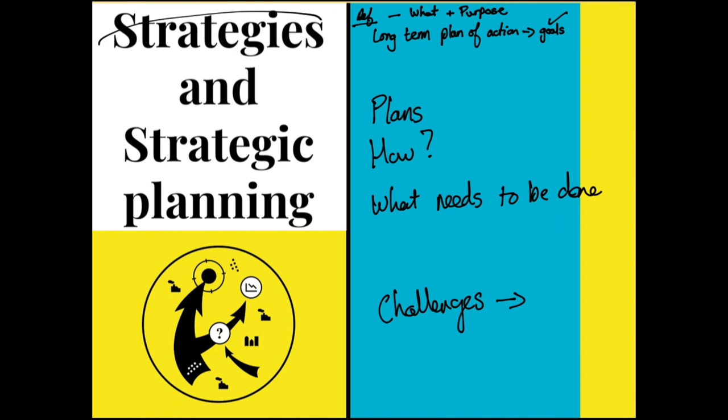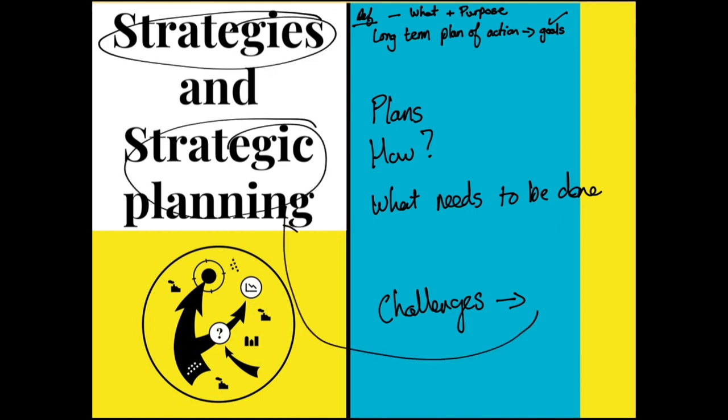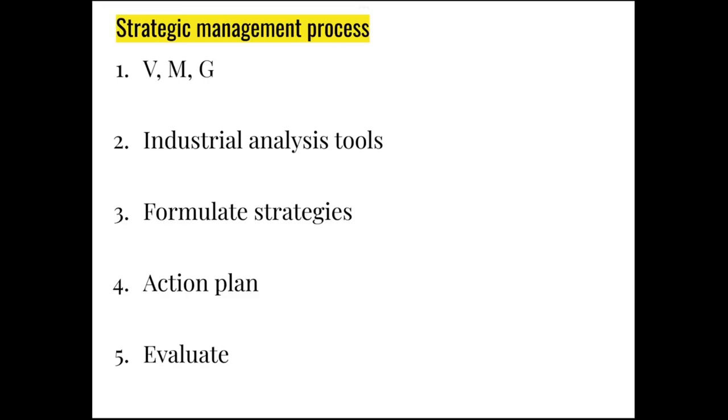all of this, strategies and the strategic plan, is the response businesses have towards challenges that the businesses see coming. So if you look at the strategic management process, how does a business go about managing the challenges? The first step in this process is you need to have a clear vision. That means where you see the business in the future, what you think the business needs to be.